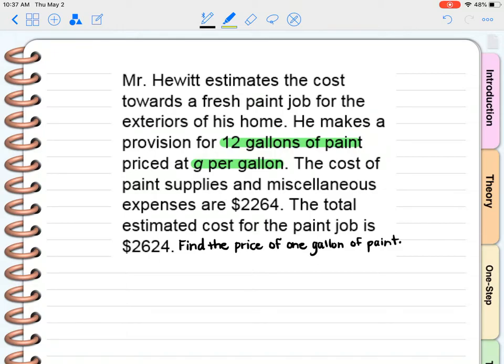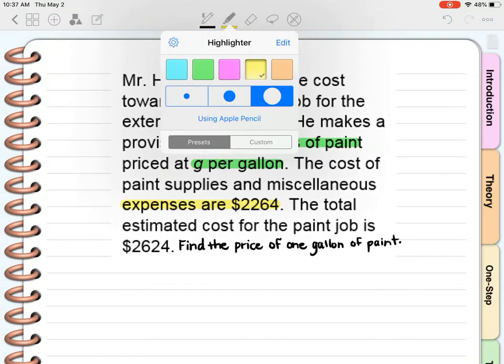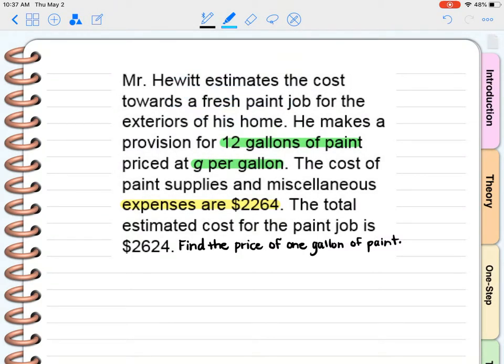Then we have the cost of paint supplies and other expenses. These would be like the brushes and the rollers and the drop cloths and the cleaners and painting tape. Anything else that's needed could also include labor if he's going to pay someone to paint his house. And then the third piece of this puzzle is the total. The total estimated cost is $2,624.